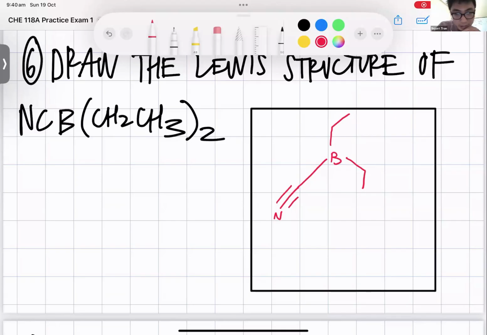Nice. And B, boron, what formal charge would it have if it just has 3 bonds? Neutral. Yeah. Nice. So that's the bond line structure of that structure. How would you draw the Lewis structure? Like what does each bond represent?